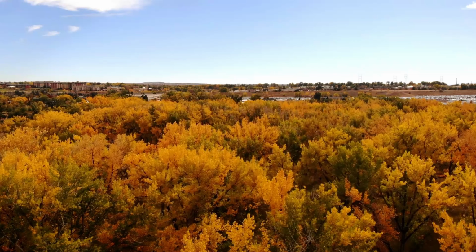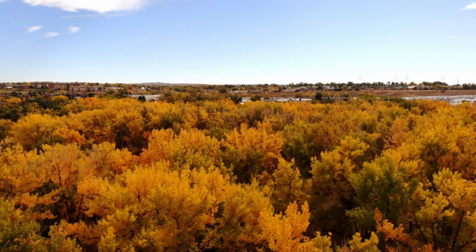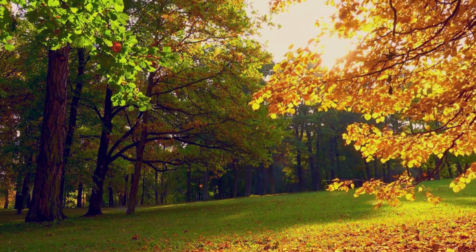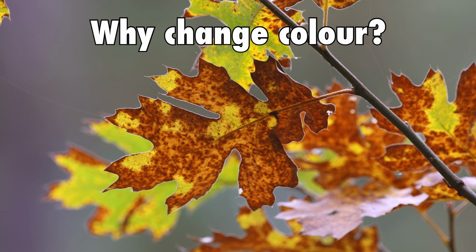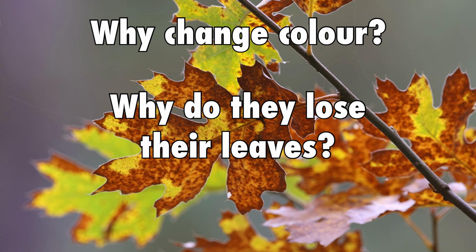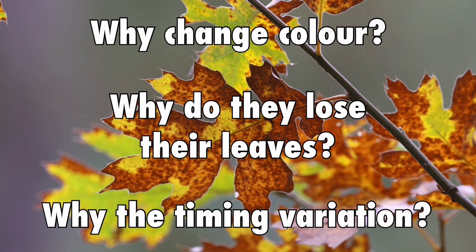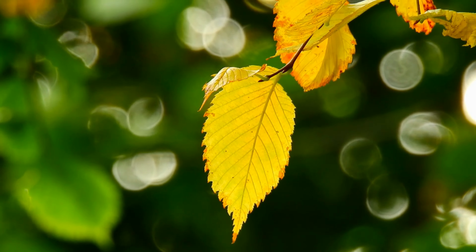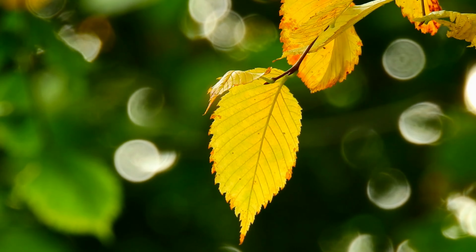Every fall, deciduous trees put on an amazing display of color, changing from green to red, orange, yellow, and brown. But why do trees do this? Why do they lose their leaves in the fall? And why do some trees lose their leaves before others? To figure that out, let's start with some basics on the structure of the leaf.